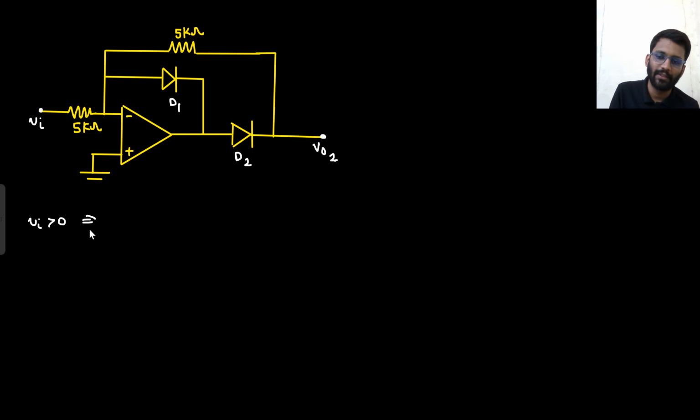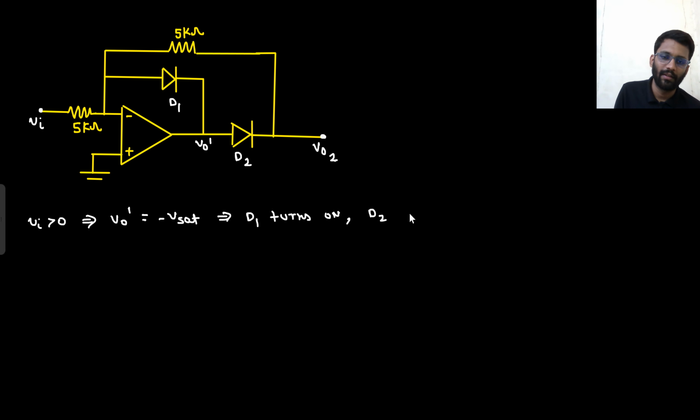So if Vin is greater than 0, let's call this V0 dash. So what would your V0 dash be? Vin is greater than 0, so your V0 dash would be minus Vset. Then which one will turn on? D1 turns on. D1 turns on and D2 is off.